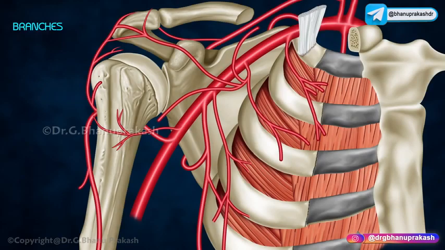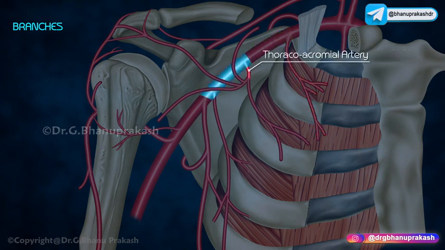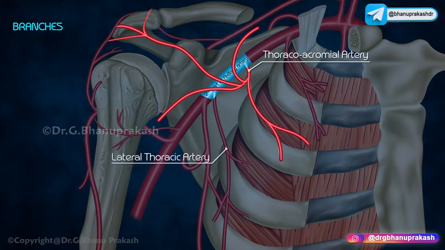Branches of the axillary artery. Superior thoracic artery arises from the first part of the axillary artery. Thoracoacromial artery arises from the second part of the axillary artery and gives off four branches: pectoral, acromial, clavicular, and a deltoid branch. Lateral thoracic artery also arises from the second part and gives off several mammary branches.